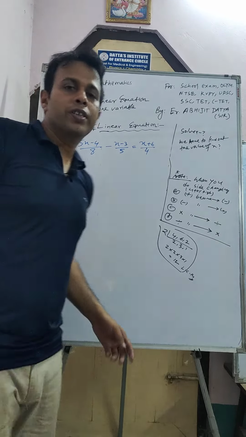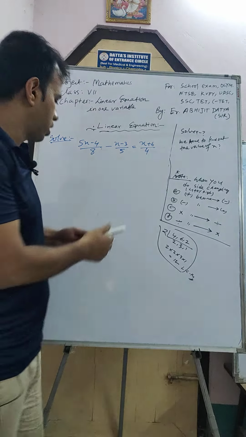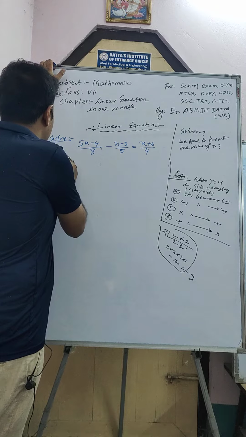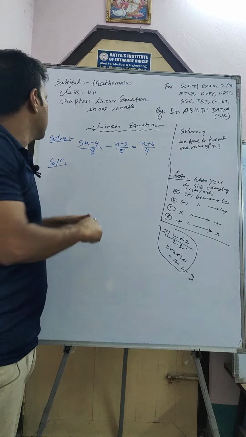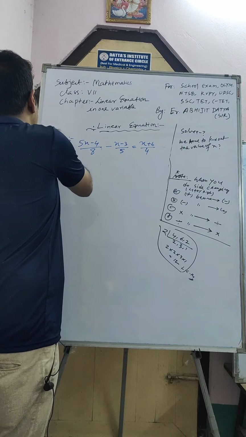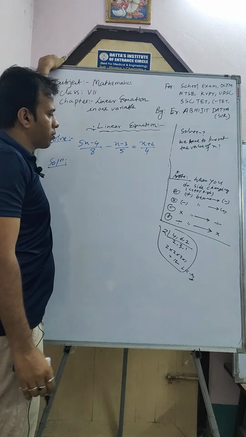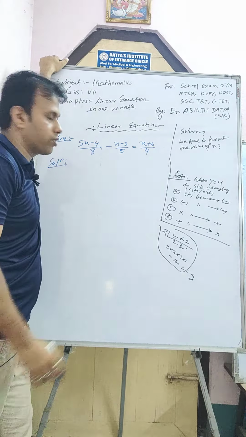Hello everyone. So let's try another question from the topic linear equations. The question is like this one. We have to do question number 4: (5x minus 4) by 8 minus (x minus 3) by 5 equal to (x plus 6) by 4. So how can we solve it?